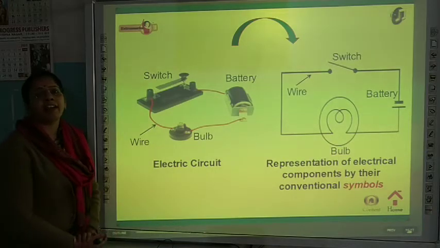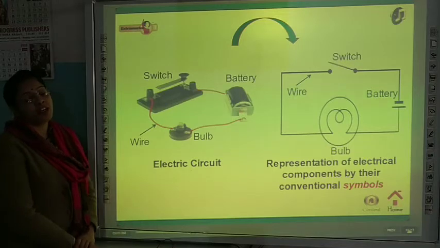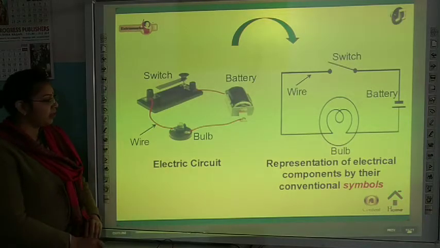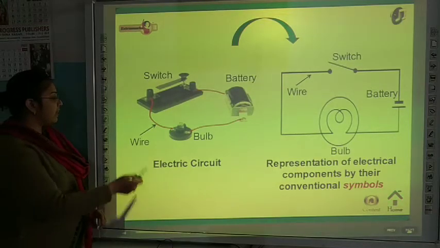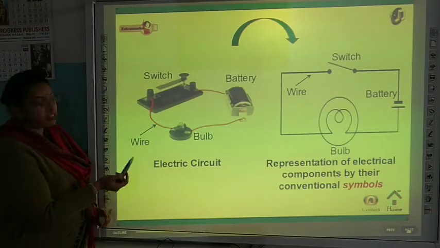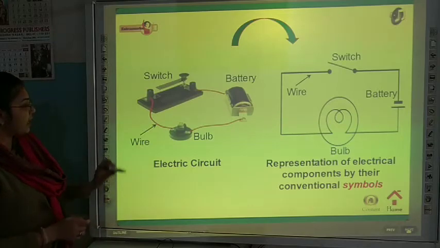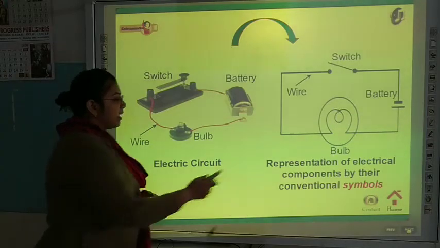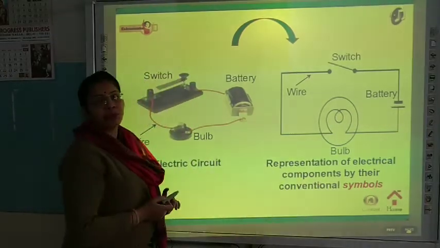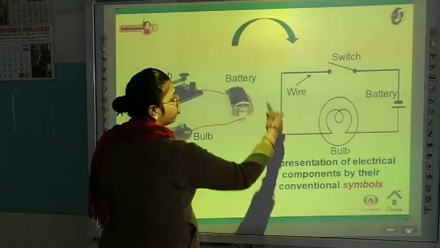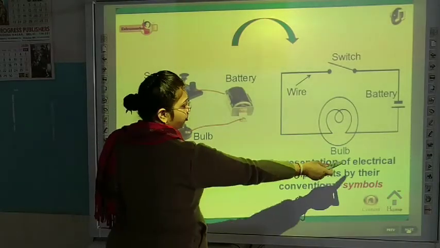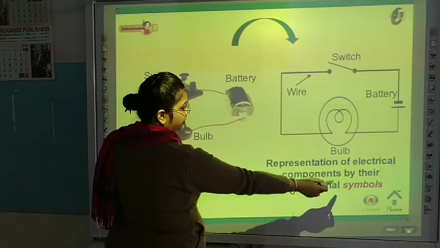As we know that electric current को flow होने के लिए एक closed path की जरूरत पड़ती है. So in electric circuit, there are many components: wire, switch, battery, and bulb. So इन सारे components को हम इनकी conventional symbols के रूप में भी show कर सकते हैं. So representation of electrical components by their conventional symbols.